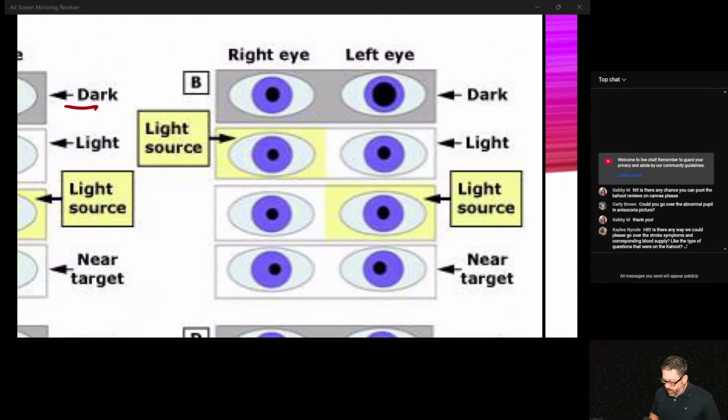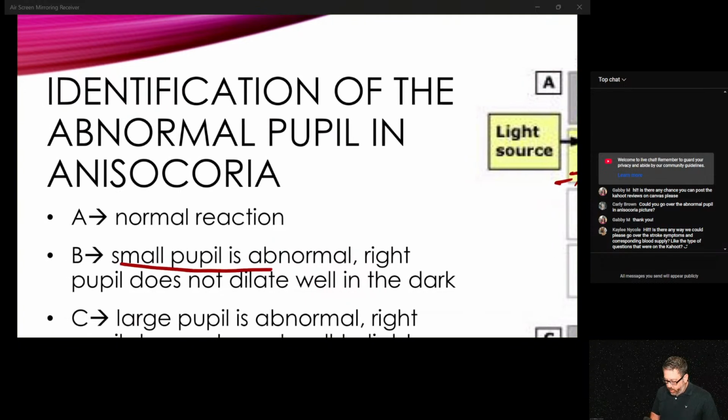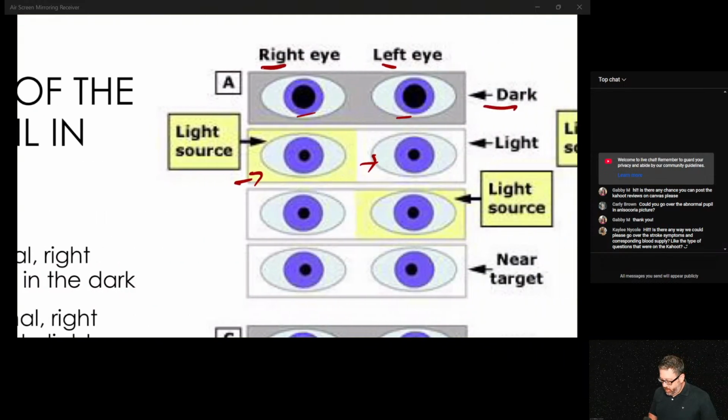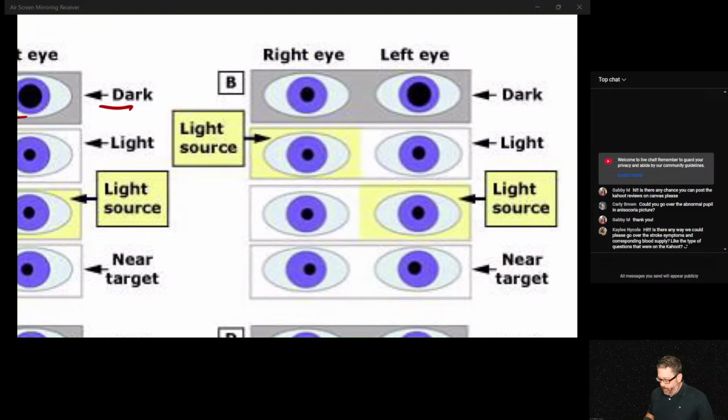In B, the small pupil is the abnormal one. So I'm telling you already, it's the bad one. As you look at them in the dark, the good eye is dilated like it's supposed to be because it's in a dimly lit room. Eye needs to dilate, but the right eye, because it's damaged, stays constricted.